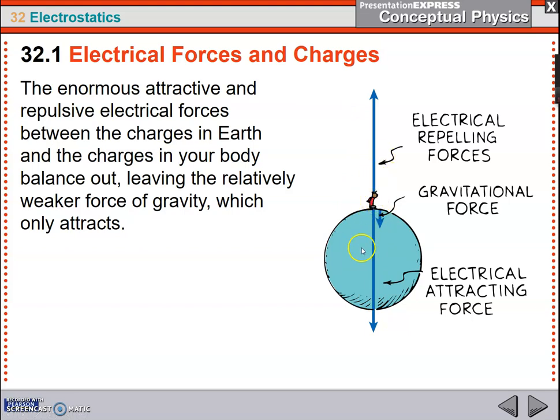So if the electrical forces aren't going to push you up or down, what's left? Well, gravity. In comparison, gravity is a small force, but that small force is what keeps you stuck to the surface of the earth. I can shorten that up, but there's the long answer. The short version: the charges balance out, and then you just have gravity left over.